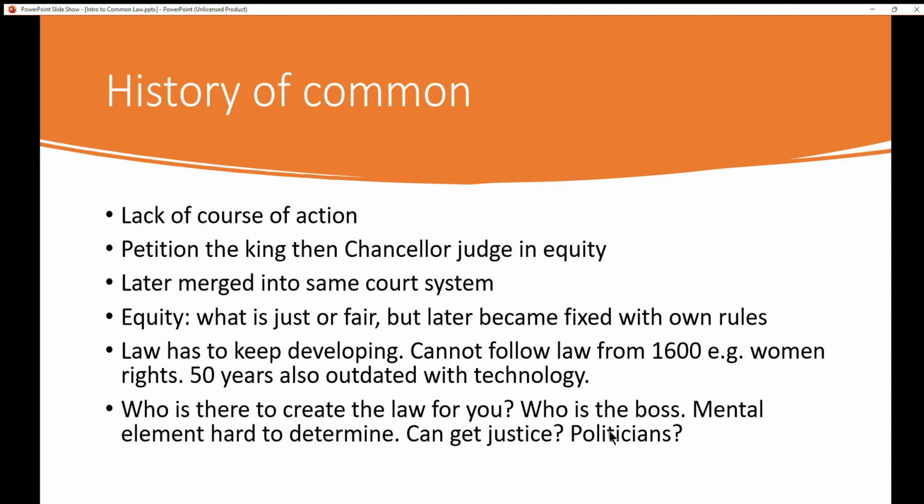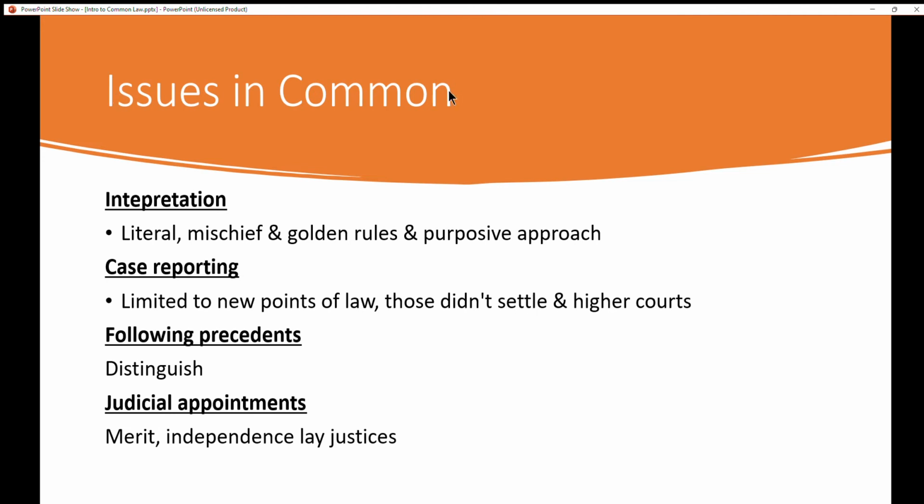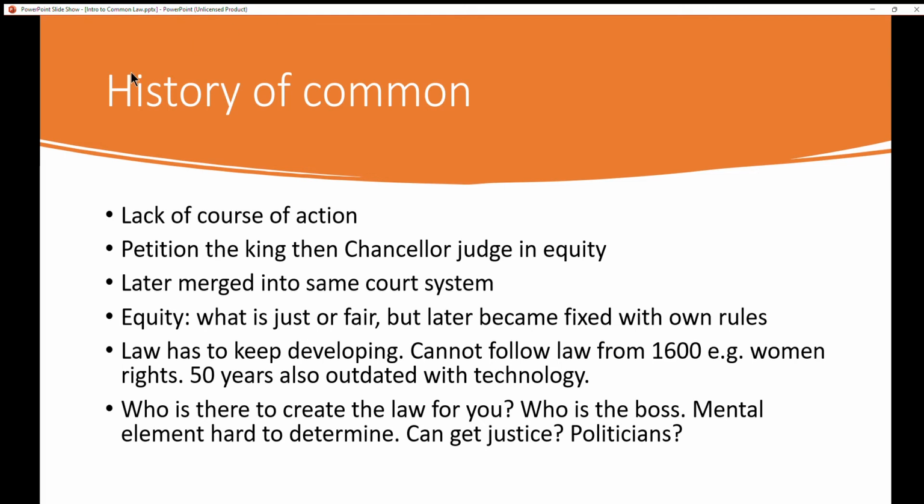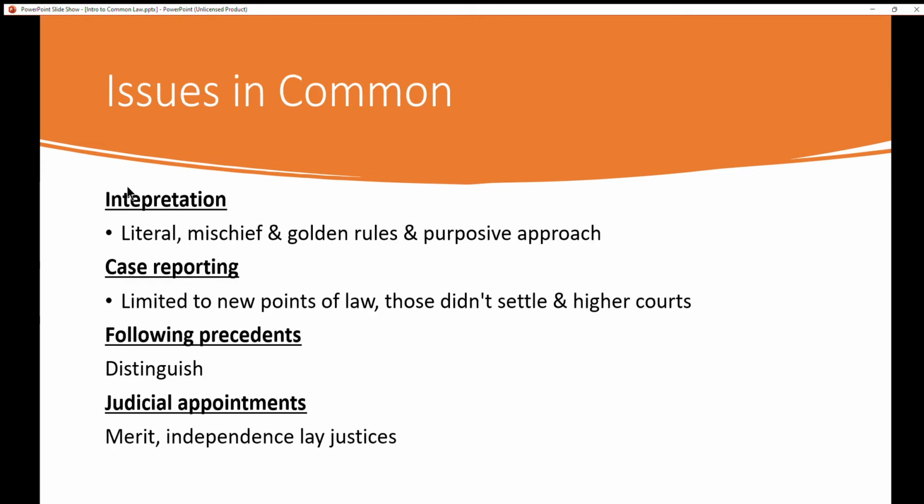And if we let the politicians create the law for us, also we have problems. Because we know politicians are not there to serve us; they are there to serve themselves only. So we have issues in common law. So we have the interpretation issue.